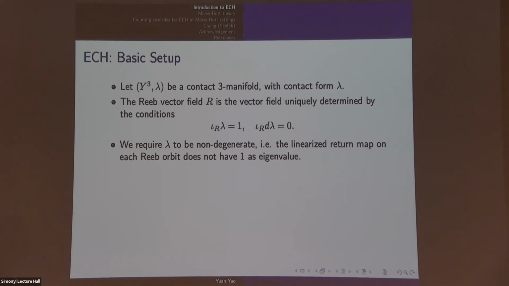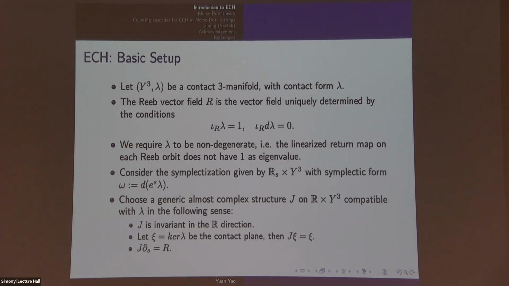And we require lambda to be non-degenerate. So that means given a Reeb orbit, the linearized return map does not have 1 as an eigenvalue. This is kind of a technical condition, but for us, this means all the Reeb orbits are isolated and discrete. So then that's for the Reeb orbits.